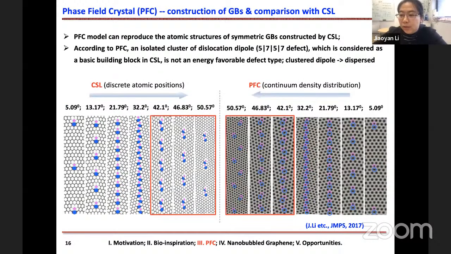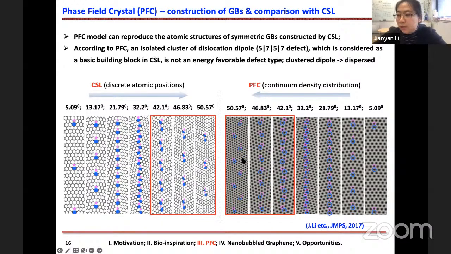And these two pictures show the results, the comparison between the CSL and the PFC. As the system achieved a steady state, we can see that both PFC and CSL give us pretty much the same dislocation grain boundary structure for the low misorientation angle. However, when the misorientation angle goes beyond 40 degrees, we see some different structure.